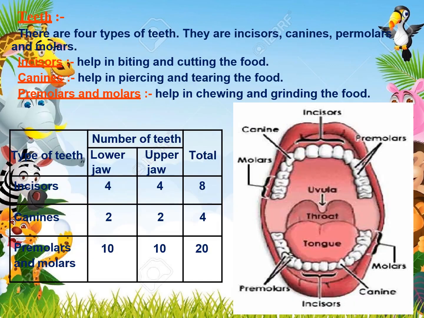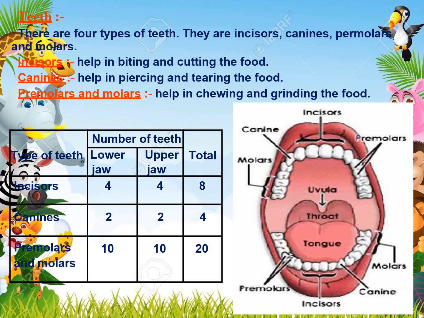Now come to the next. Here is an important part, that is teeth. There are four types of teeth present in our mouth. They are categorized into four types: incisors, canine, premolar, molars. There are 32 teeth in our mouth.